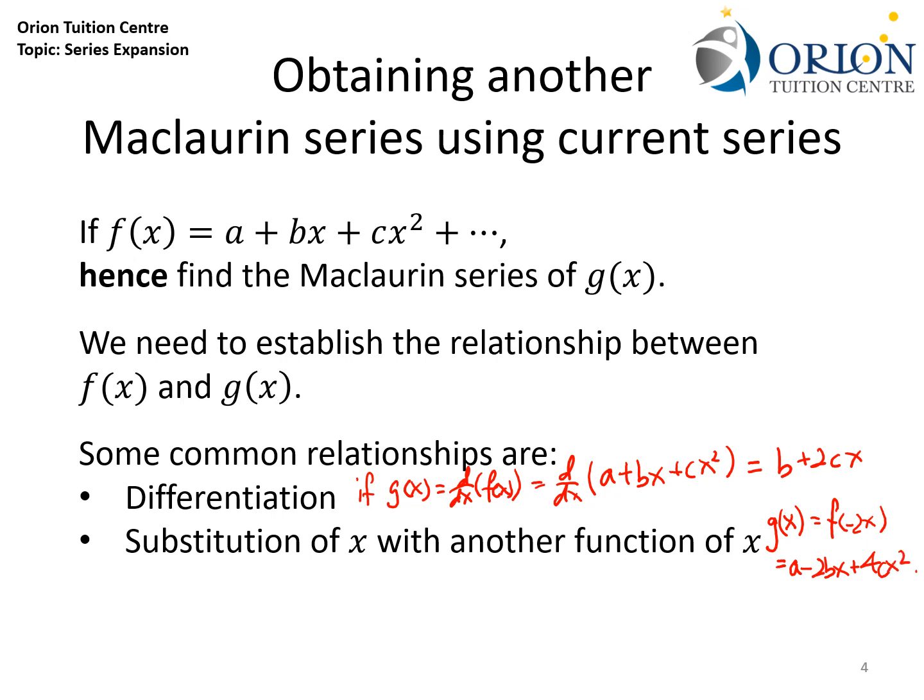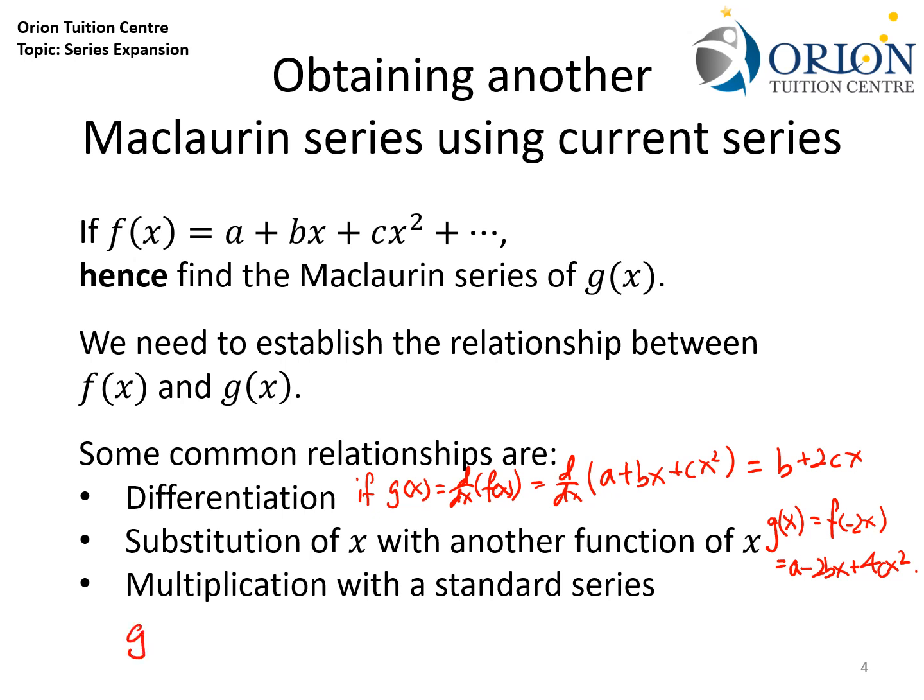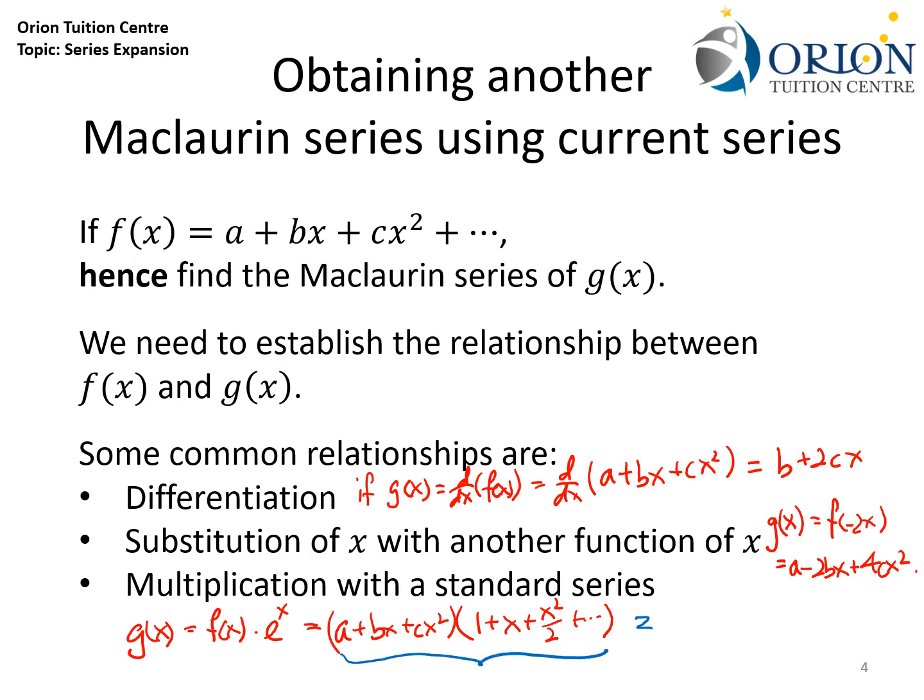Lastly, we can also have the relationship where g(x) is a product of f(x) and another function for which the standard series is known. For example, we might have g(x) equals f(x) multiplied by e to the power of x, and therefore we can have a plus bx plus cx squared multiplied by 1 plus x plus x squared over 2, and so on. And we just have to expand this multiplication over here to arrive at the Maclaurin series of g(x).